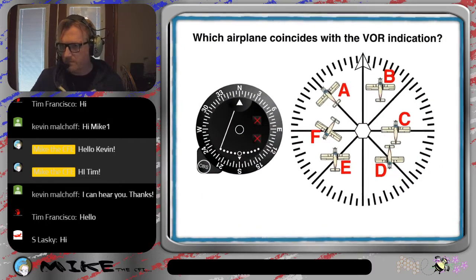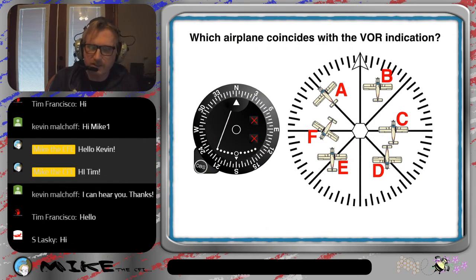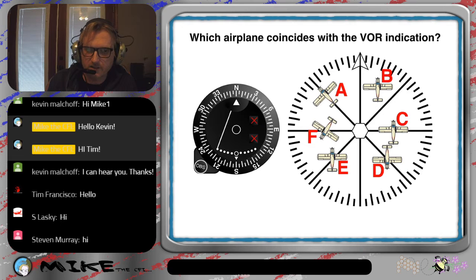Now, something like this can be a little tricky, as we're 360. We got a left needle deviation, but we don't have any to or from indicator, which tells you that you should be right on the perpendicular point.